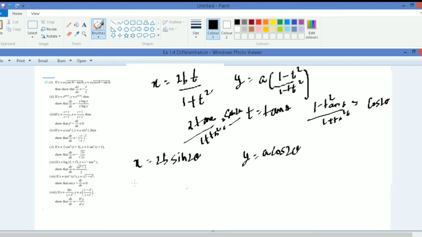Now if I have to differentiate it further, I can write dx by d theta is equal to 2b into 2 cos 2 theta, whereas we can write dy by d theta is equal to a into minus 2 sine 2 theta.